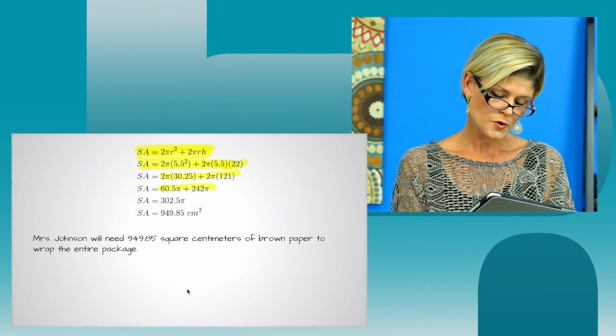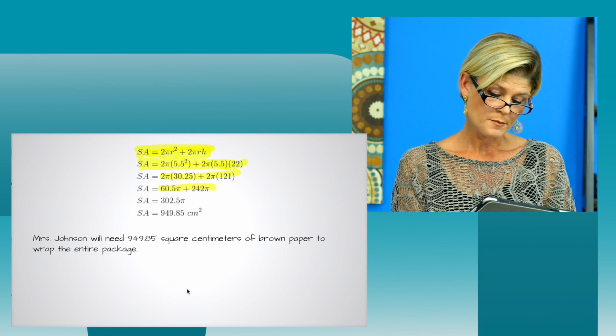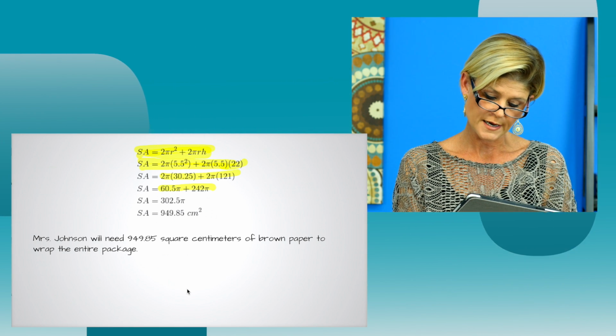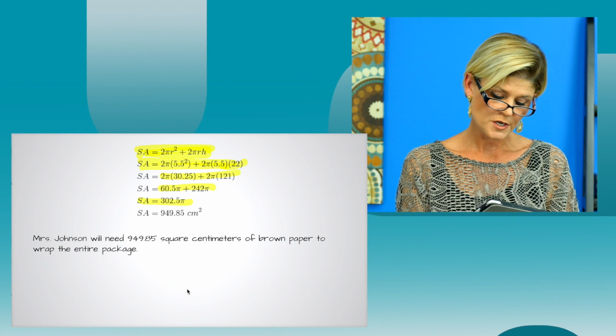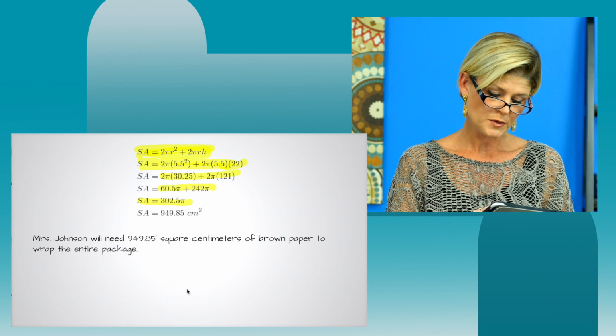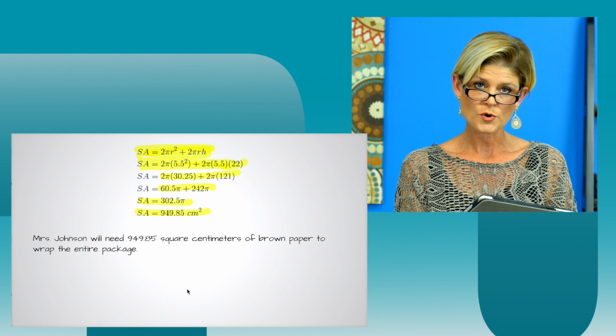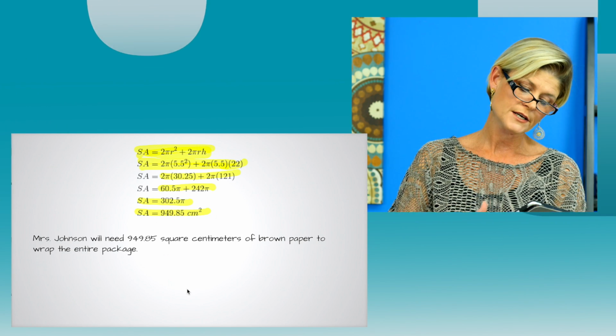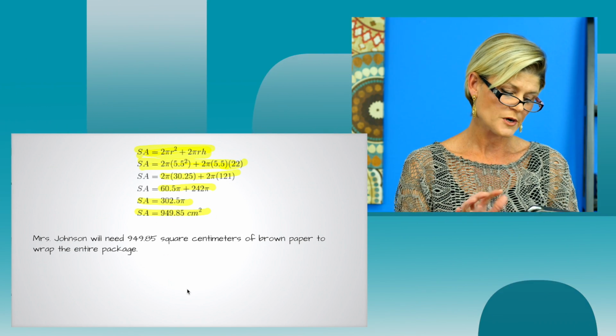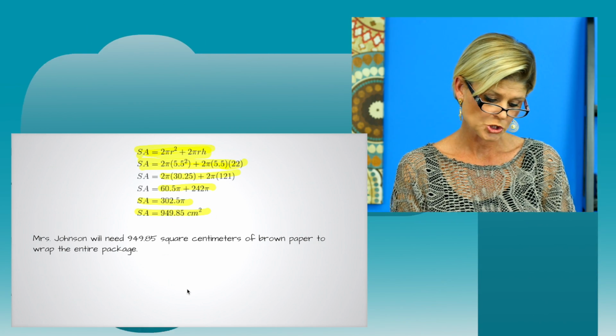2 times 30.25 is 60.5 pi plus 242 pi. I just multiplied 121 by 2. And then surface area is 302.5 pi. Multiply that by pi, and we get 949.85 square centimeters. So we know that Mrs. Johnson will need 949.85 square centimeters of brown paper to wrap the entire package.